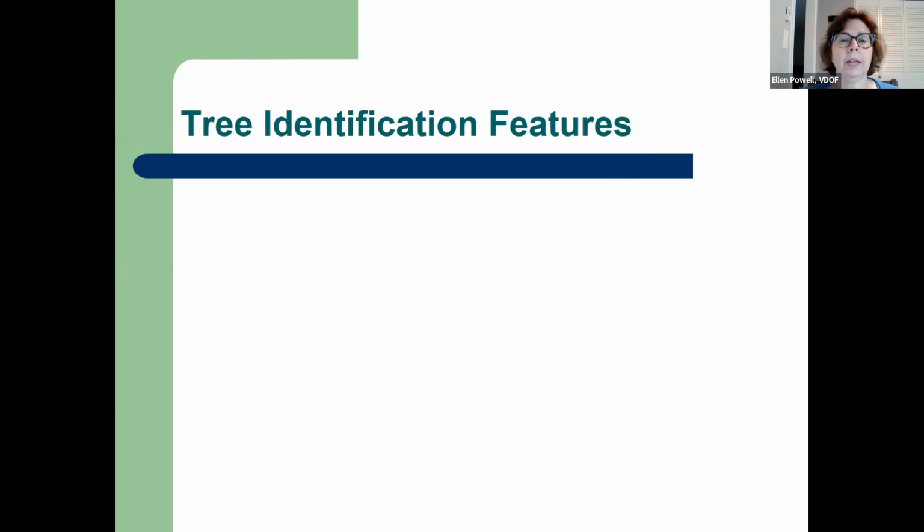Okay, so we're going to launch right into identification features. I'll go over these one by one. Easiest one is leaves. Whenever I do tree walks, I like to do them in spring and summer and fall because the leaves are on, and it makes it a lot easier for people to learn to identify them.